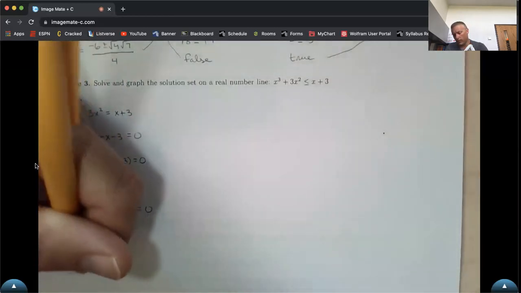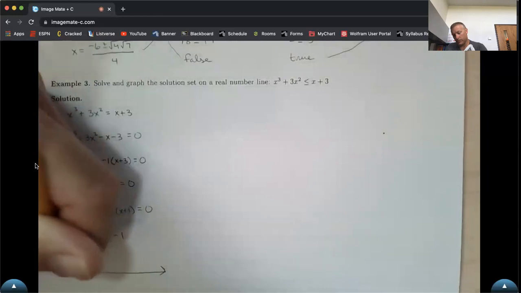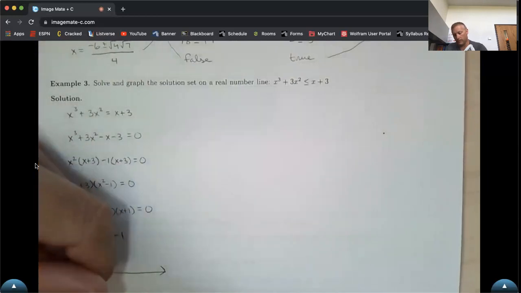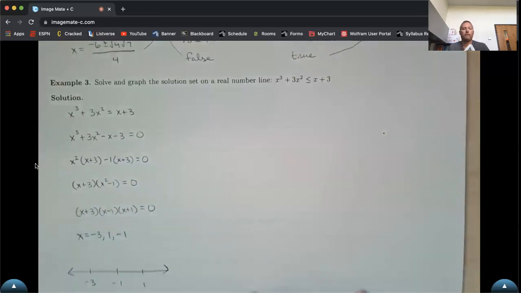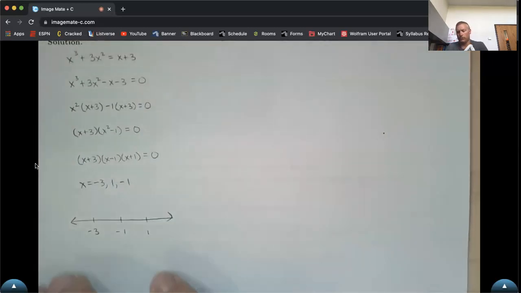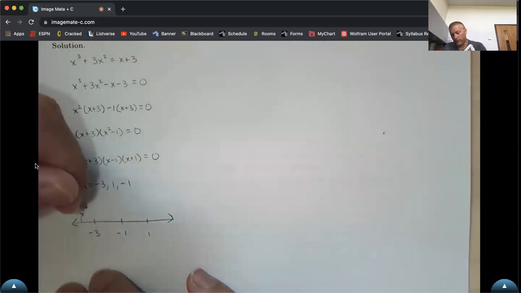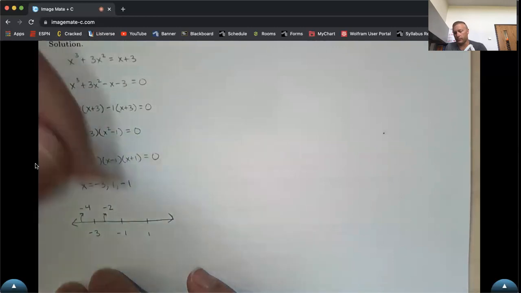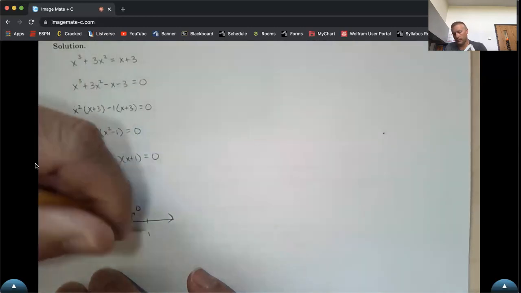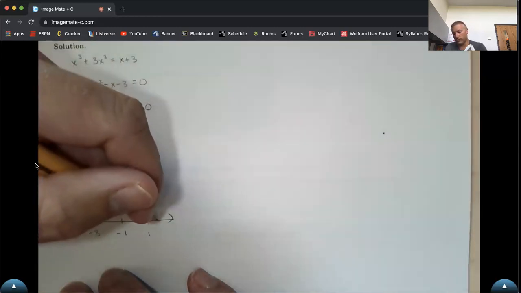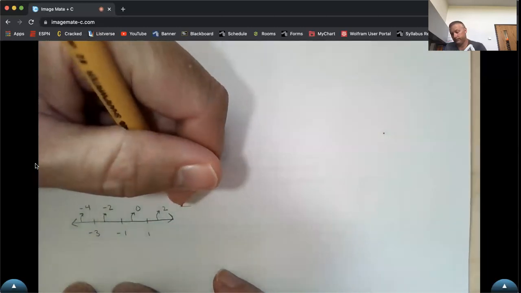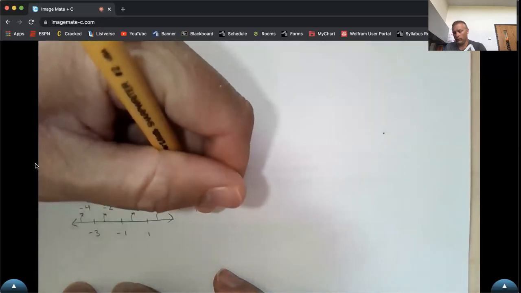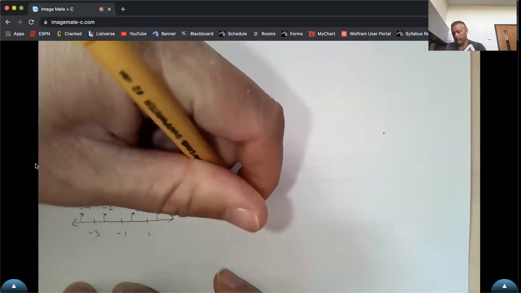Let's put these on the number line, pick some numbers between and beyond them, and see where the inequality is true. So to the left of -3, I could pick -4. In between -3 and -1, I could pick -2. In between -1 and 1, I could pick 0. And beyond 1, I could pick 2. And we're going to put these in the original inequality.